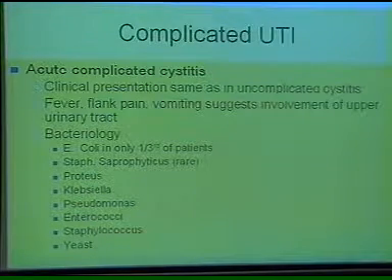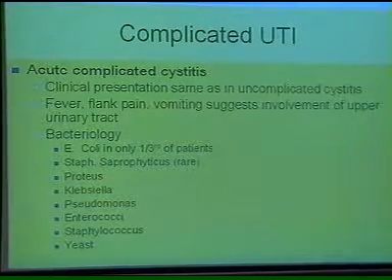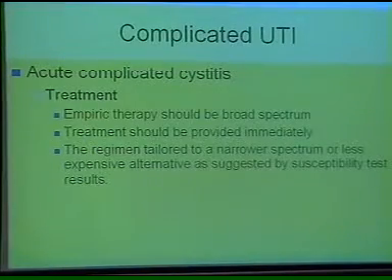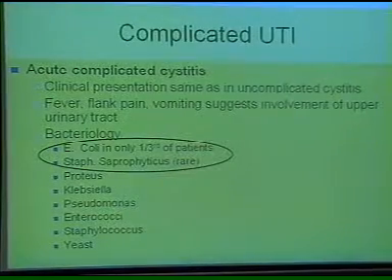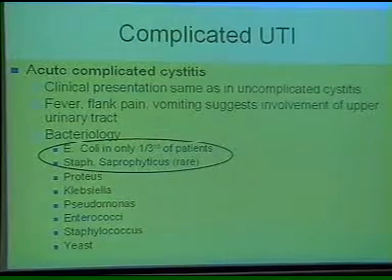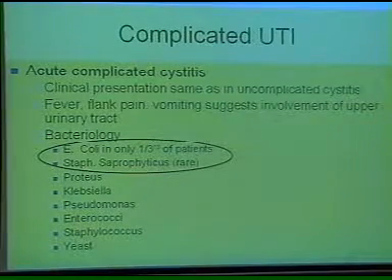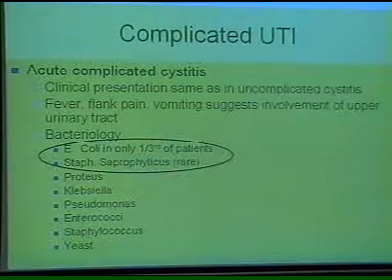The bacteriology is different in the complicated infection. In uncomplicated infection, E. coli and Staph saprophyticus were the commoner causes. But here in complicated infection, the other Enterobacteriaceae like Proteus, Klebsiella, Pseudomonas, Enterococci, Staphylococcus, and yeast are more common.